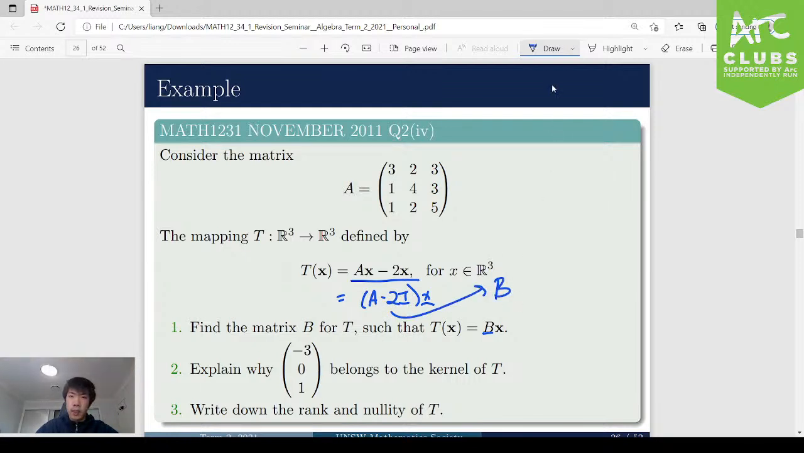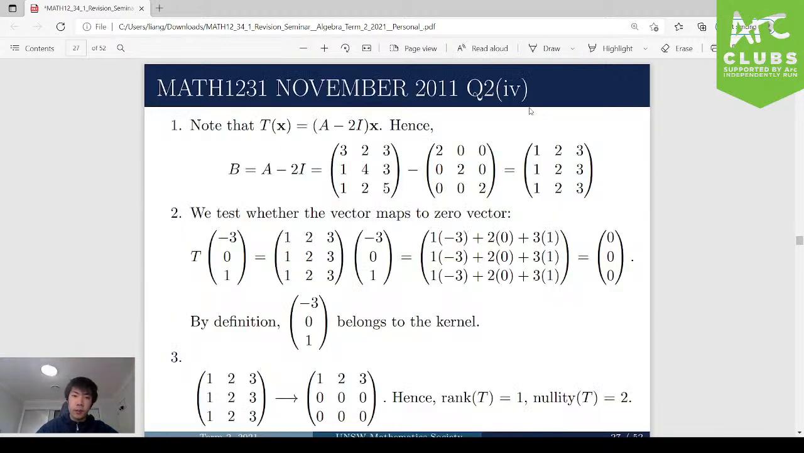That's what you'll see in the next slide. You just end up with B equals A minus 2I. You take your matrix A, subtract off 2 times the identity matrix, and you end up with this matrix here. And so this is the matrix for B. Okay. Question 2.